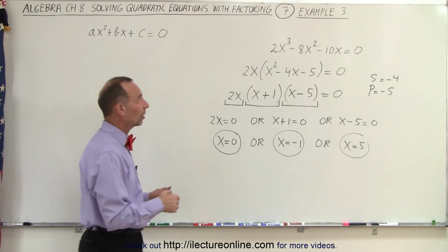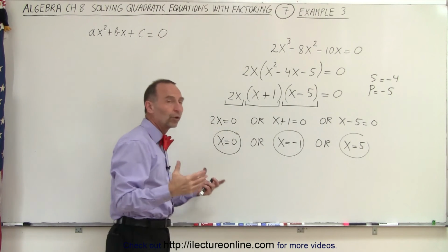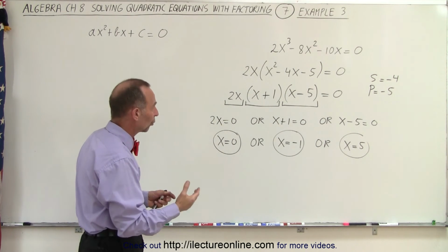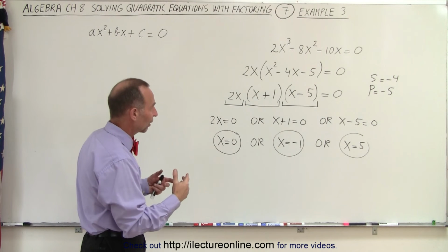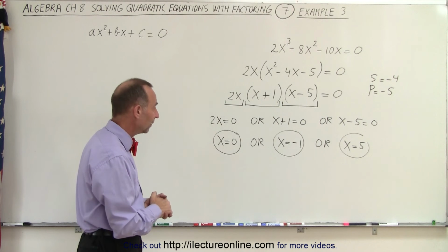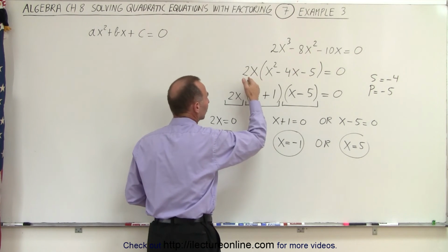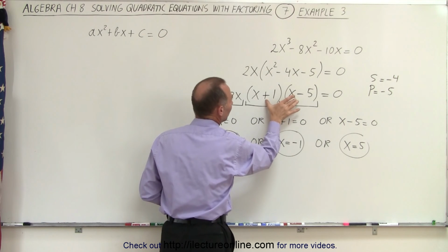In essence, we started with an equation raised to the third power, or of order 3, I should say. The highest order term is order 3. And so therefore, there's the possibility of three solutions, which in this case we got. And we used the very same technique. We first factored out a common factor. What was remaining could easily be factored.